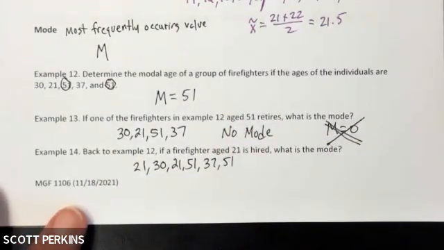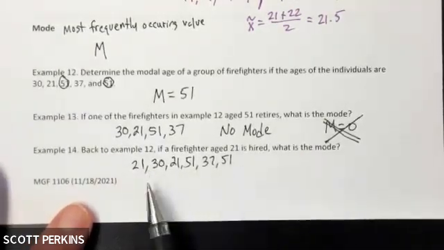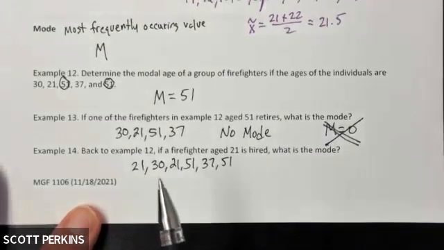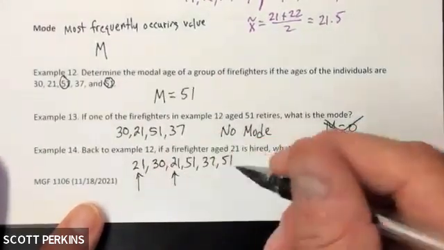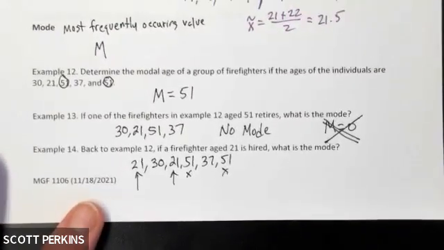Okay, is there a value that occurs more than every other value? There's 2 values this time. Now, this will happen in your example, but I'm not going to mention it. So what happens if you have 2 values that occur the same amount of times? We've got 2 21s and we've got 2 51s. So we've got 2 values that occur the same most number of times.